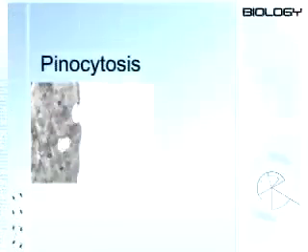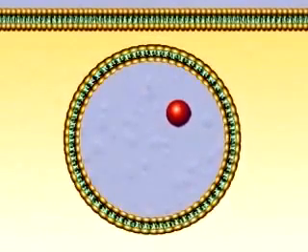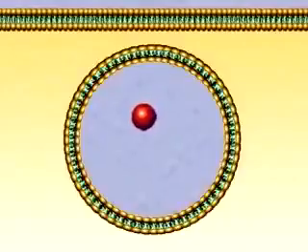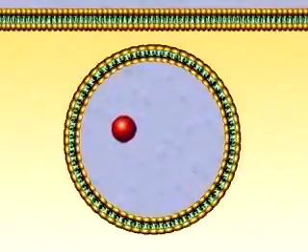Fluids that the cell wants to take in enter by a process called pinocytosis. In this type of endocytosis, the cell membrane sinks in, the material sinks inward, and the membrane pinches off. The cell uses energy for this movement. In both types of endocytosis, the cell ends up with a membrane-bound vesicle.